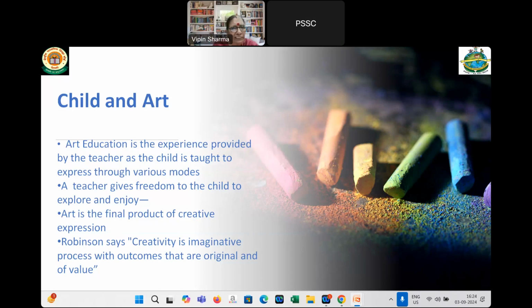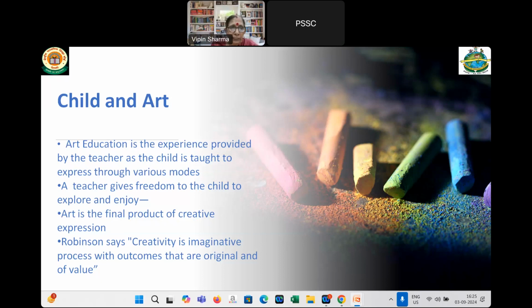Robinson says, creativity is an imaginative process. So let us tap the imagination of the child. Let him see the petals. Let him write a poem. Let him write two lines. Let him write a story. Let him write an expression. Whatever. See, it's all up to us how we guide the children. It's art and education, art-based education.